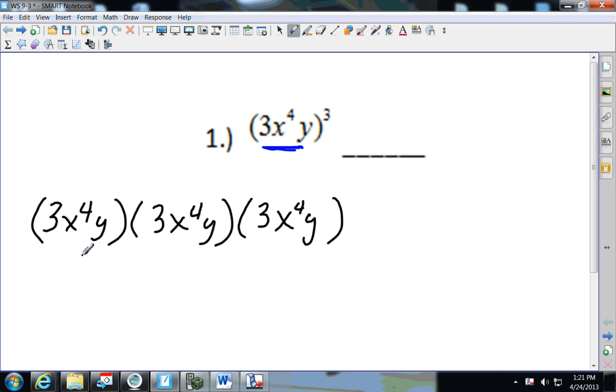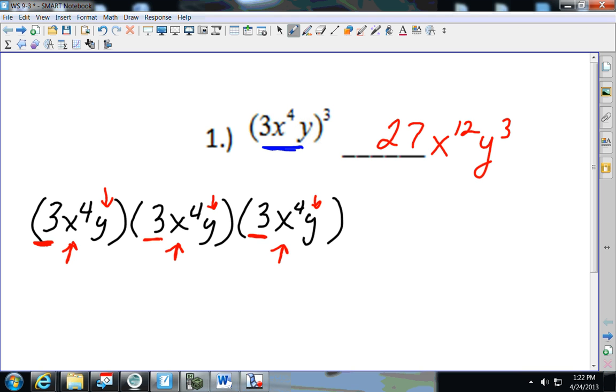Okay, to find my answer, I would take 3 times 3 times 3. 3 times 3 is 9. 9 times 3 is 27. Okay? Then I'll talk about the shortcut in a minute. Now my x's, I've got 4, 8, and 12. X to the 12th. My y's, 1, 2, 3. Y to the 3rd power. That would be my answer.